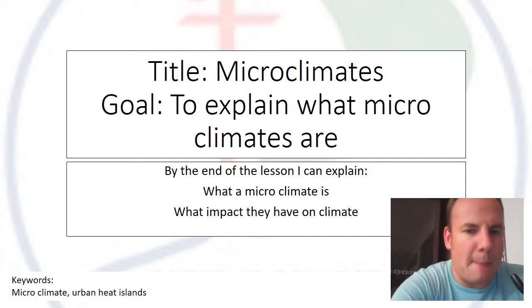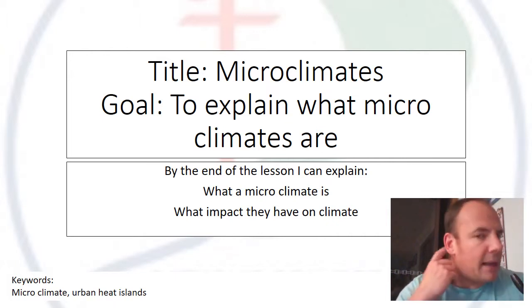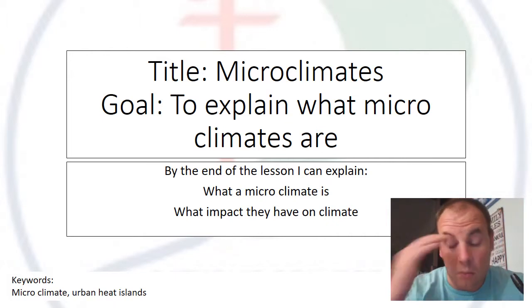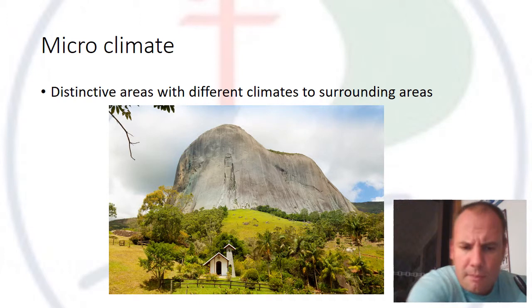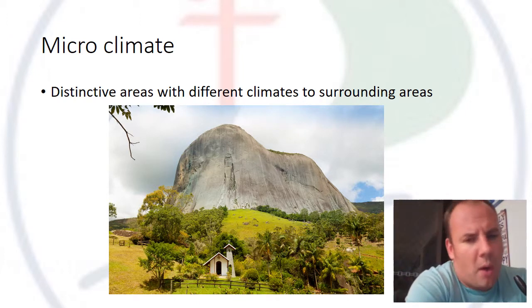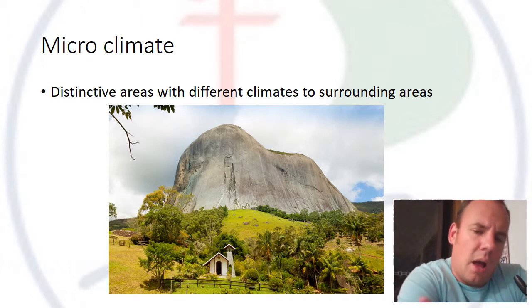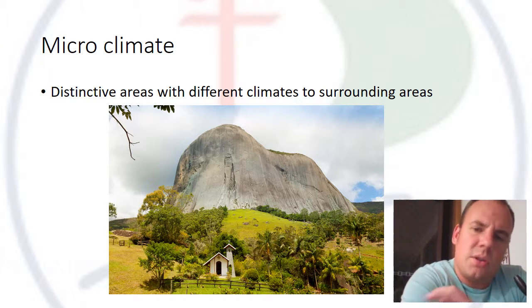Okay, this video is about microclimates, and by the end of it I want you to be able to explain what microclimates are. So I'm looking for you to explain how they happen and what impact they have on climate. Well, they're quite simple. In this picture you can see what I mean by a microclimate. Basically, a microclimate is an area within a specific place that has a different climate to the surrounding areas.